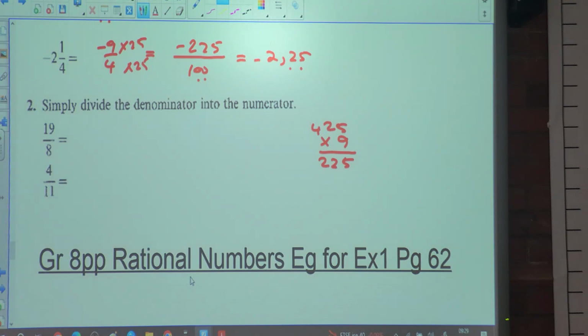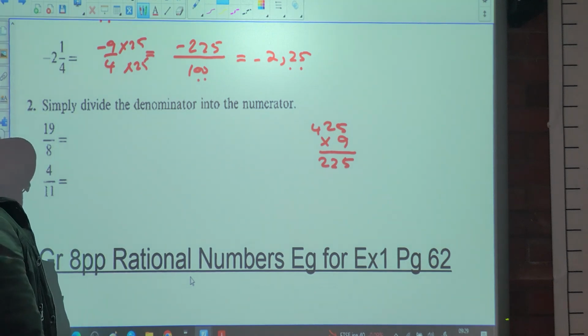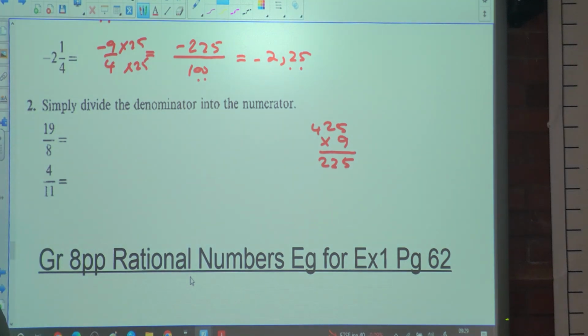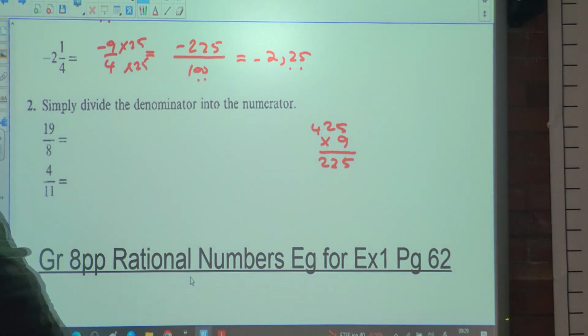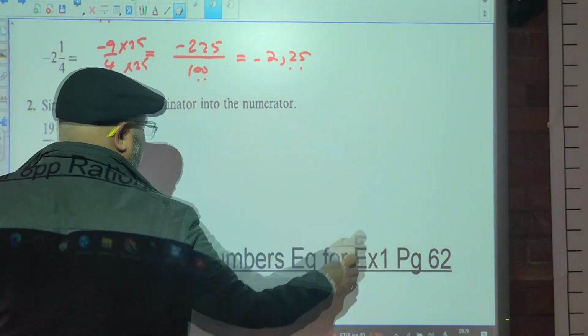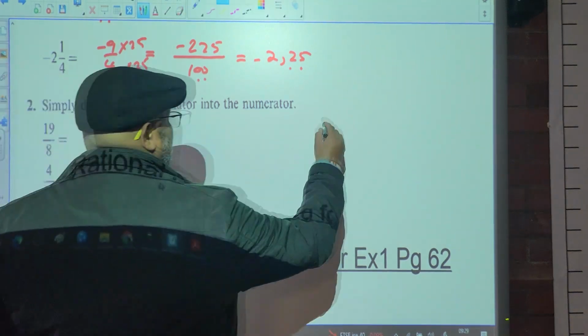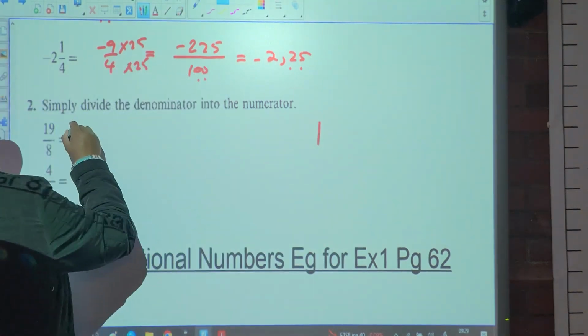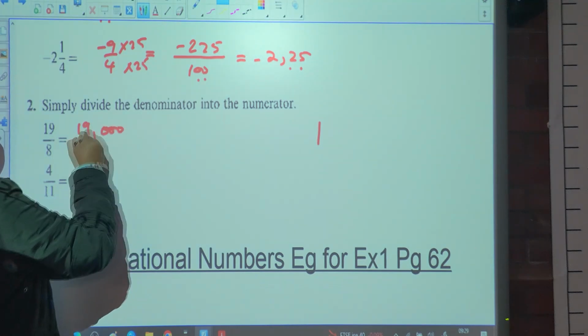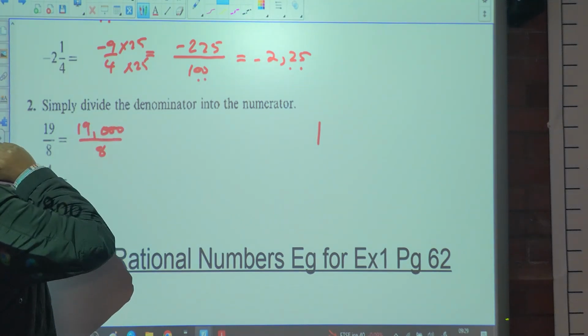Okay. Again, we have done many of these. Okay. Simply divide the denominator into the numerator here. So we got 19, so we say 19,000, which is to add a couple of zeros here.